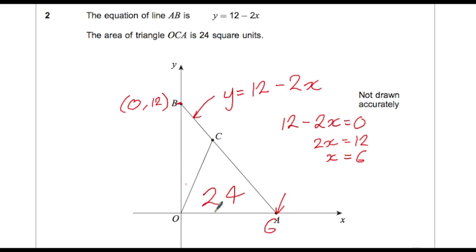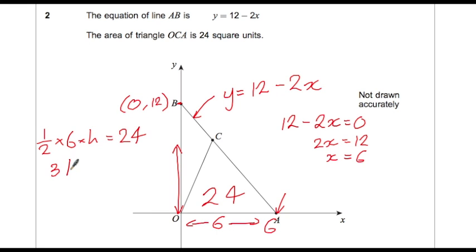So 2x equals 12, so x is 6. Right, now let's think about this triangle, they've given it the area of 24. So to get that, they must have done half base times height. Now we know that the base is 6 because we found this x coordinate was 6. So they've done half times 6 times the height and got 24. So in other words, 3 times the height is 24. So the height must be 8. So you need to spot then that the y coordinate of C must be 8.